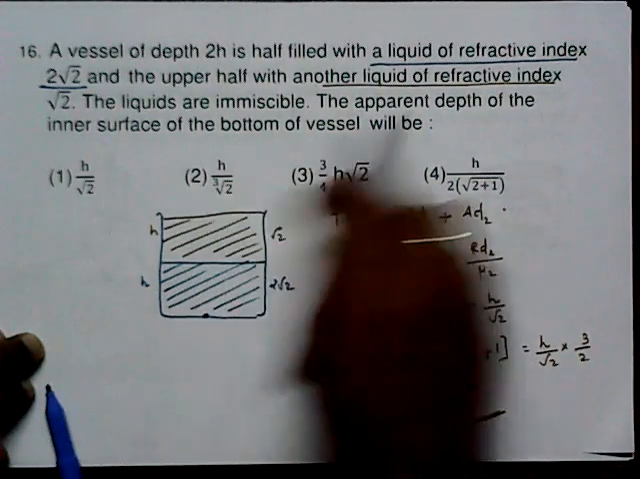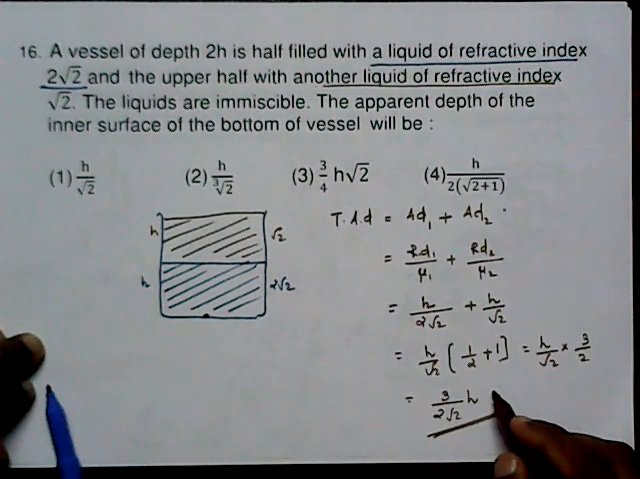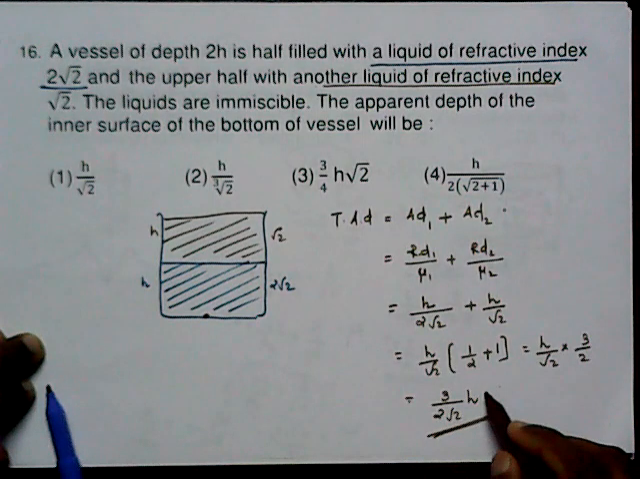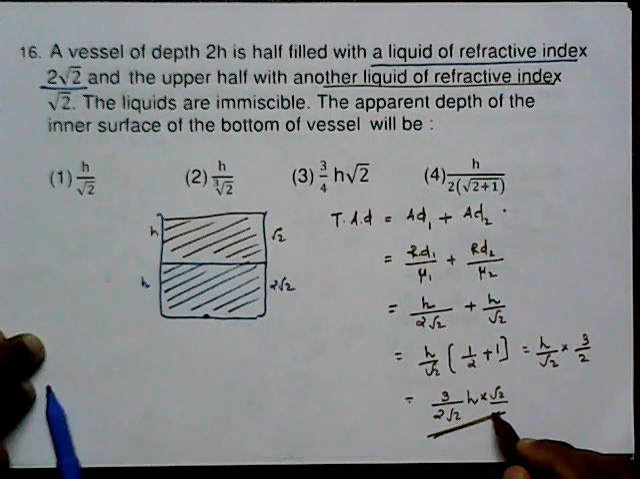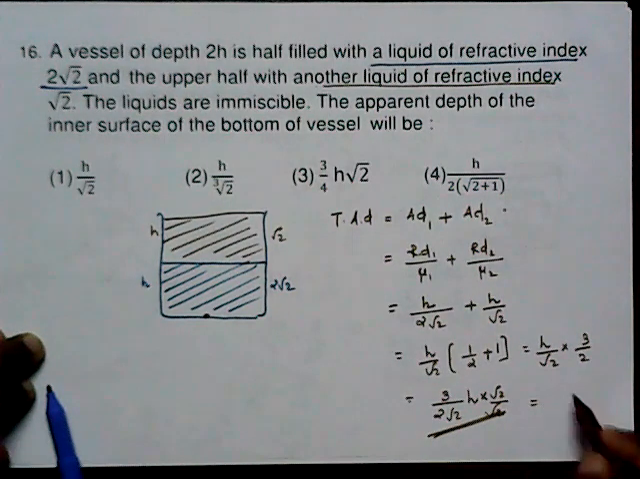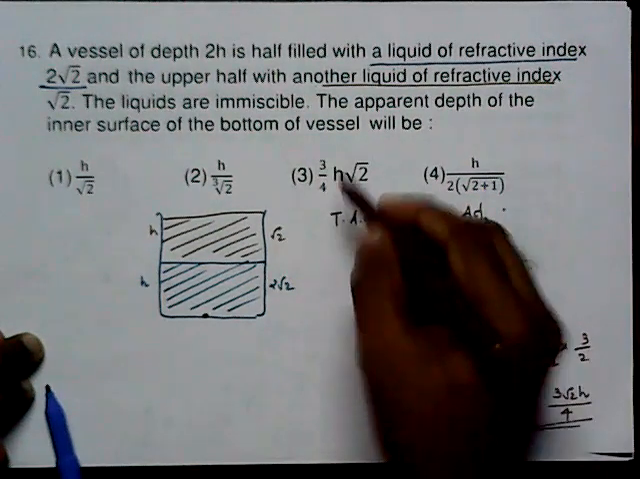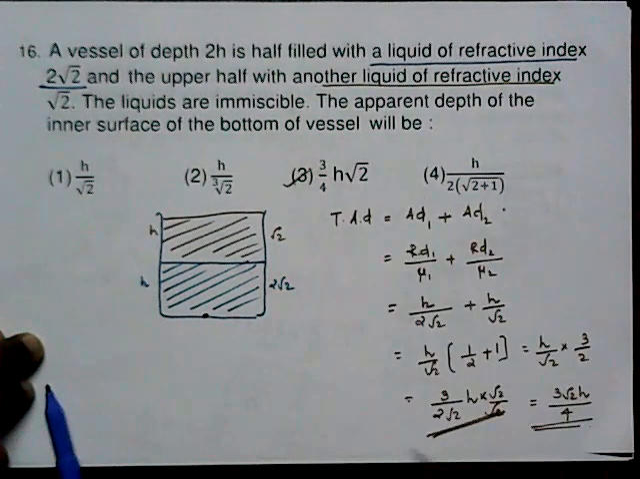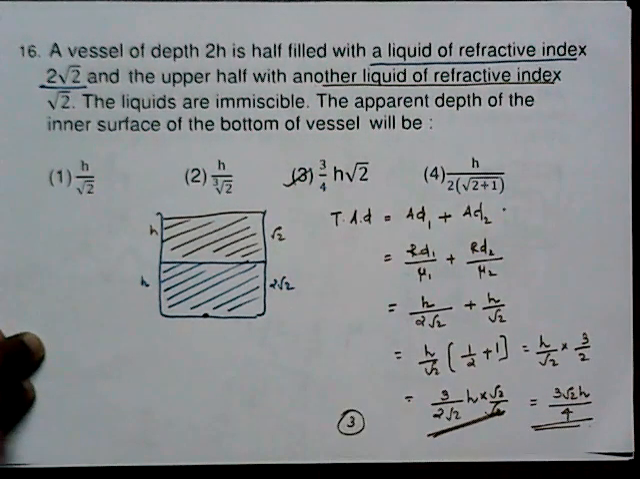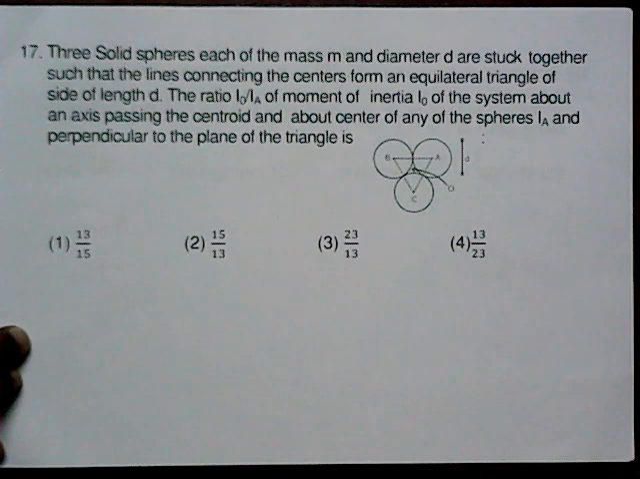But there is no choice like this one. If you multiply root 2 on the numerator and the denominator, you get the value as 3 root 2 h by 4. So 3 root 2 h by 4, you get the answer as 3. Number 17. A very good question.